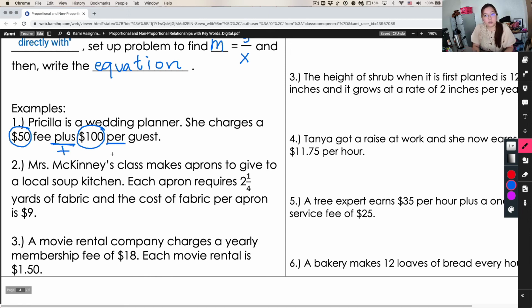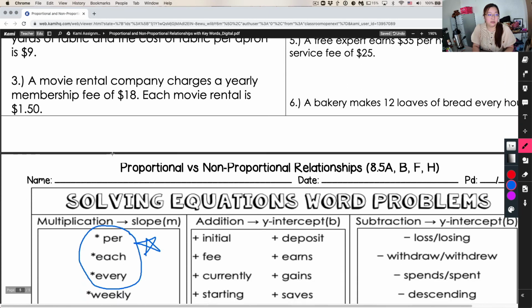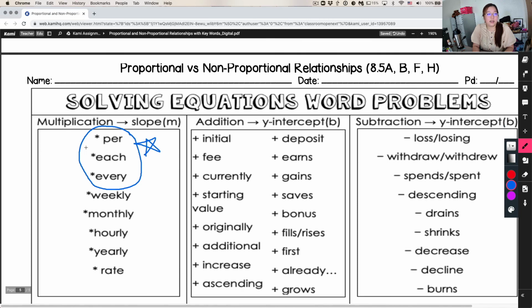What does per tell us to do? Well, according to this handy-dandy chart, per means we're doing multiplication. Remember how I said per, each, and every are very important? It's because when we're writing these equations from word problems, when you see per, each, and every, it's telling you this is m. This is the number that's being multiplied by x. It's very important.